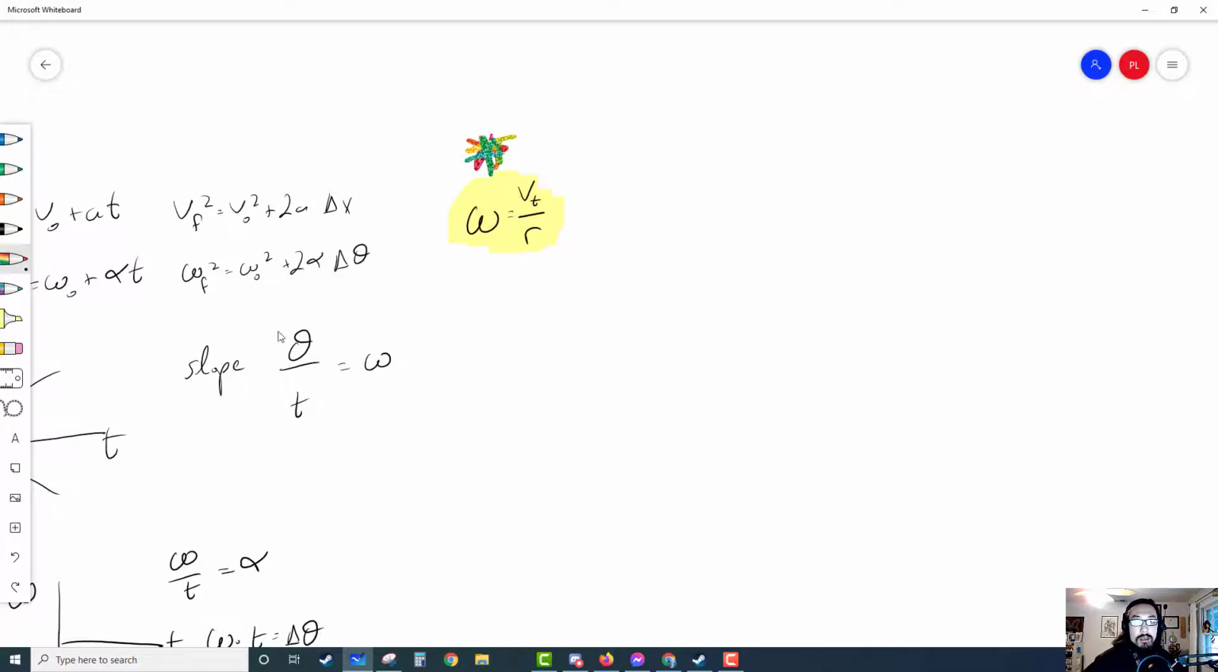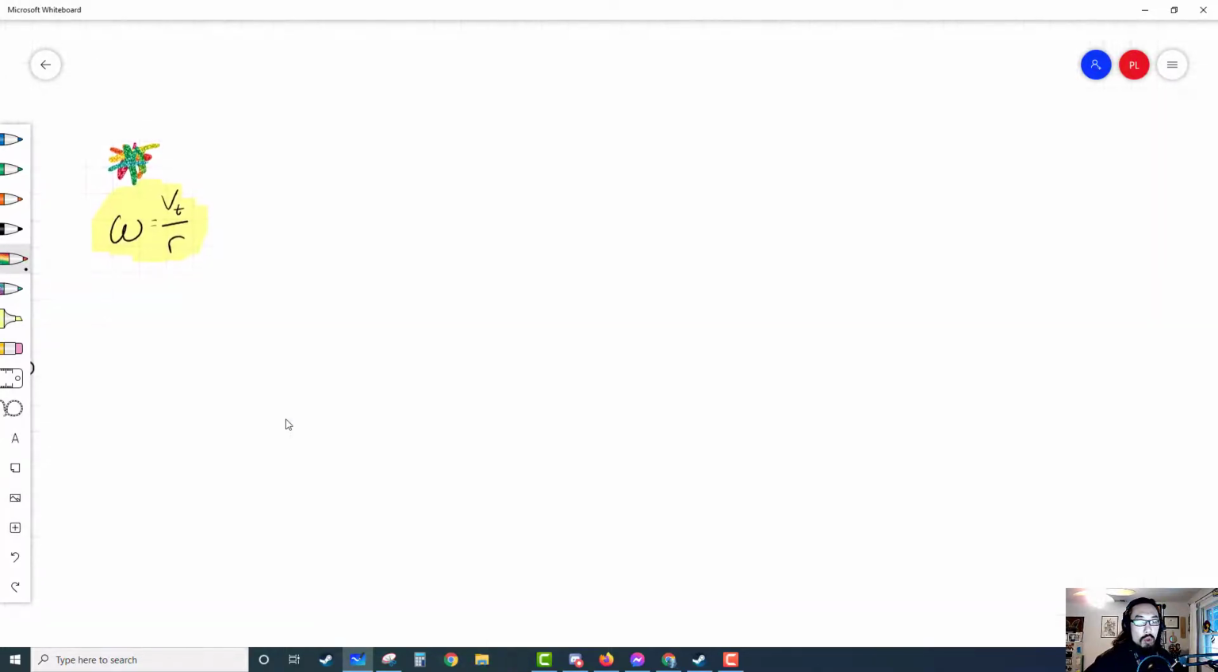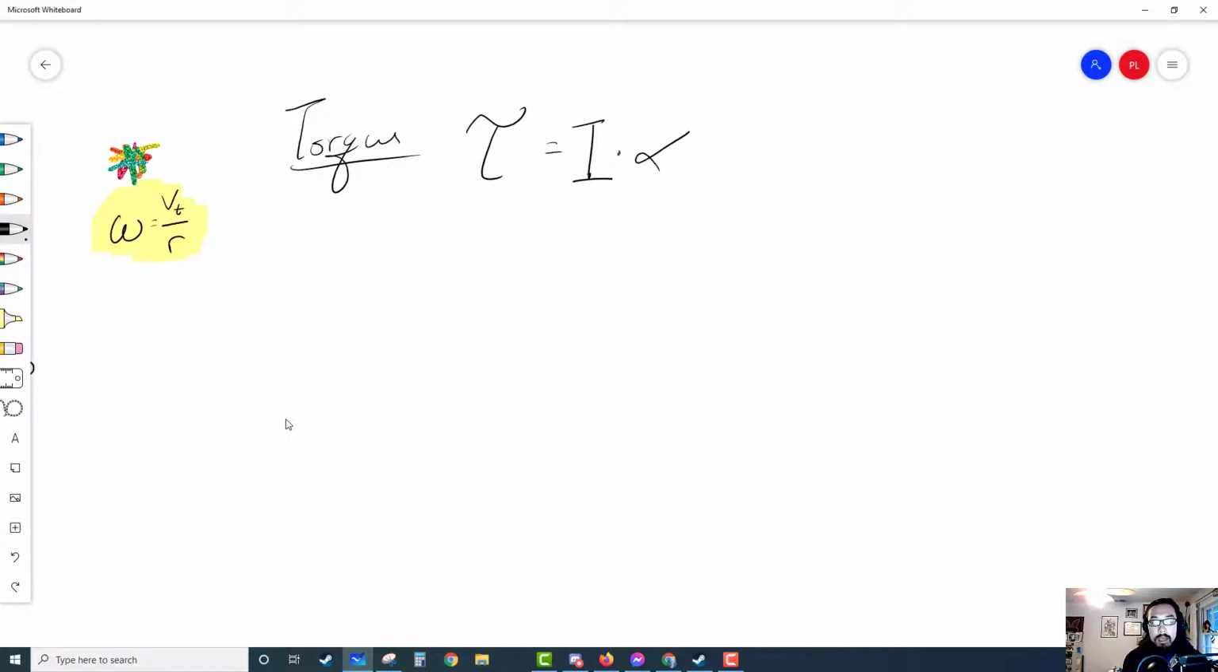Okay, next we have this thing called torque. So we just did kinematics, and now we're going to do the forces. So force, torque. Now there's 2 different versions of torque. I'm going to go over both. First off, torque: tau is equal to I times alpha. All right, now here's what you need to know about I.